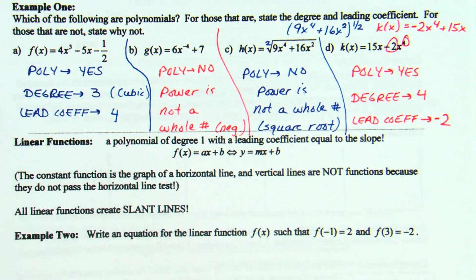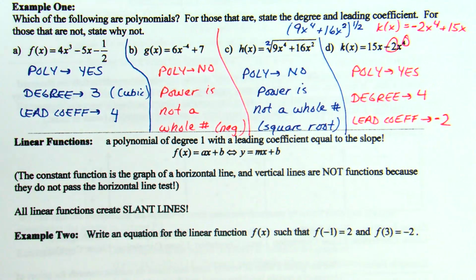Sorry, I'm reading my comment here and it's not making sense to me. The constant function, as a side note, which is the y equals a from up above, is the graph of a horizontal line. So that does, to an extent, fall into linear functions.